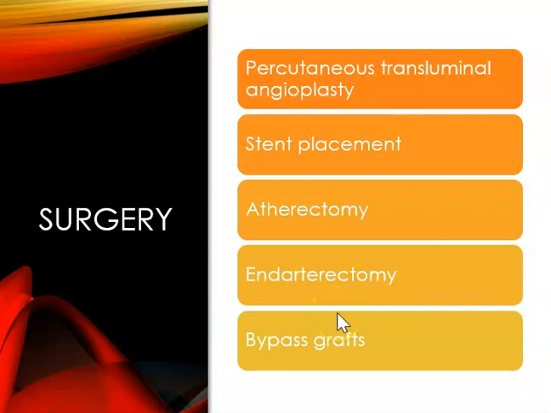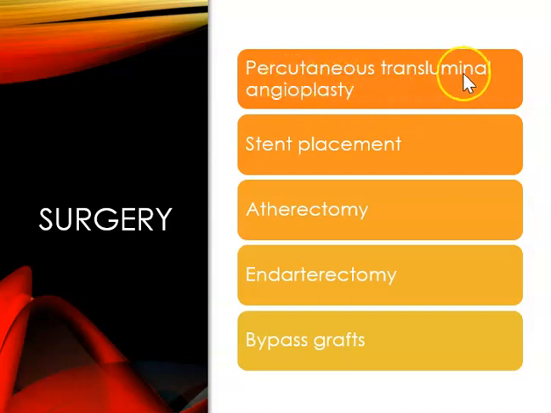A couple different surgeries are going to be targeted at revascularization of the area, and one of those is going to be your percutaneous transluminal angioplasty. During that, it's like an angioplastic procedure. They will go in through the groin and they will place a stent, or they will do an angioplasty, just depending on the severity of the issue.